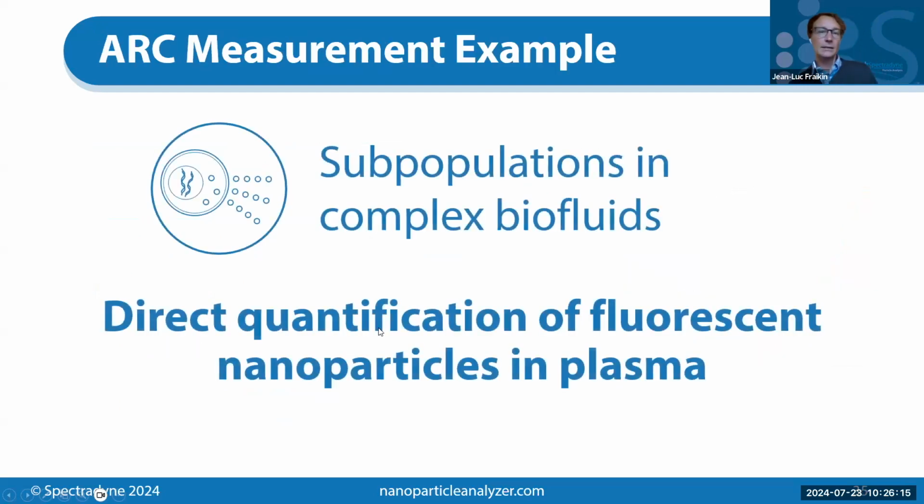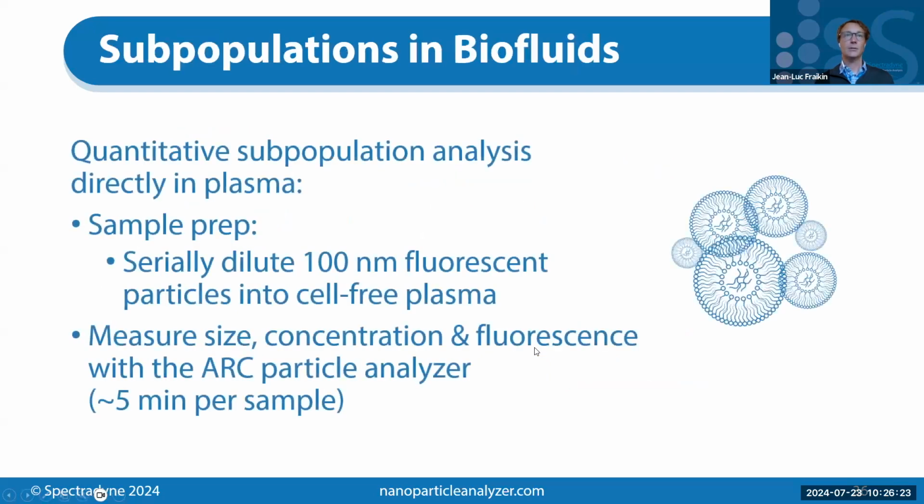So next thing, I would like to take this up a notch and measure fluorescent particles directly in plasma. Again, I'll show you an example that's illustrative, and then after that, we'll do the real full EVs in plasma measurement. In this example, we took plasma and serially diluted 100 nanometer fluorescent particles into this plasma. So we spiked them in at a range of concentrations. Then we measured the samples on the ARC.